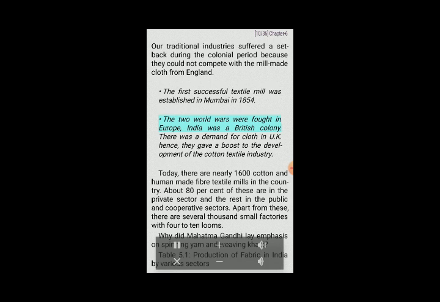The two world wars were fought in Europe. India was a British colony. There was a demand for cloth in UK. Hence, they gave a boost to the development of the cotton textile industry.